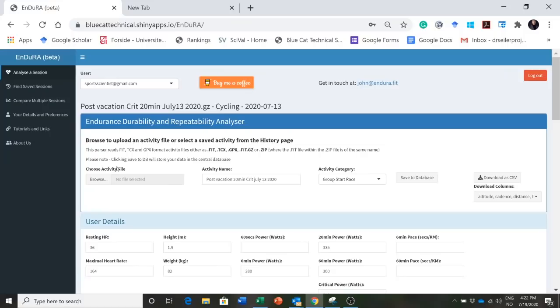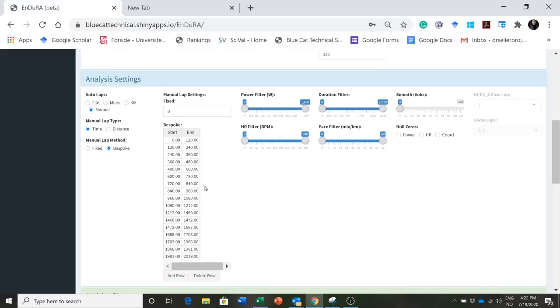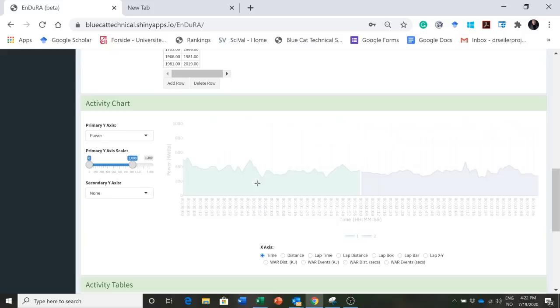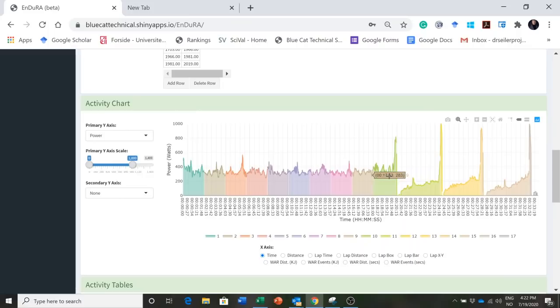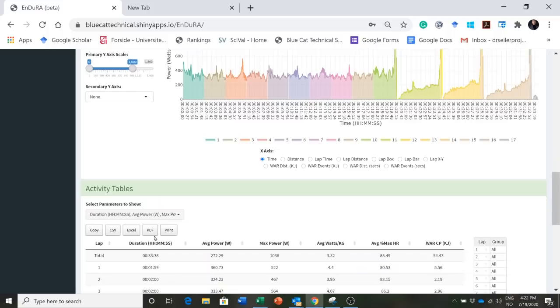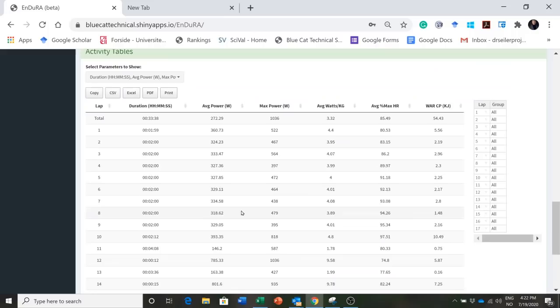And now you're going to see a 20-minute race. I've broken the 20-minute race up into 2-minute sections. So this is the race itself. The average power for this race was, I can get that for you. The average power was, watch this, race.